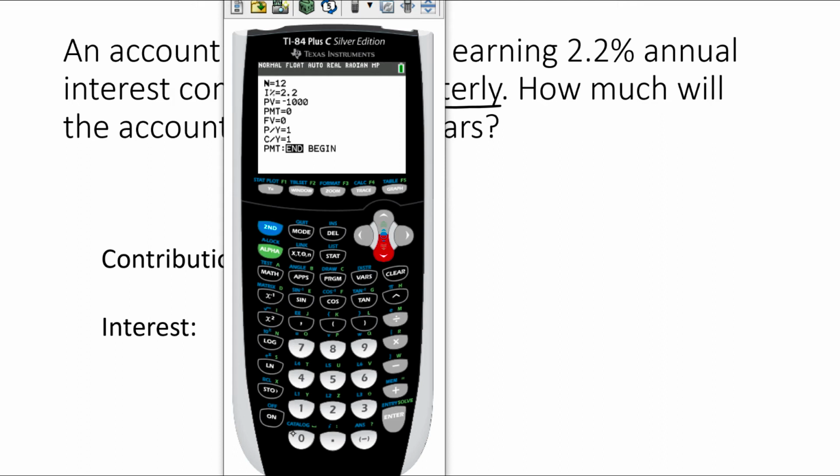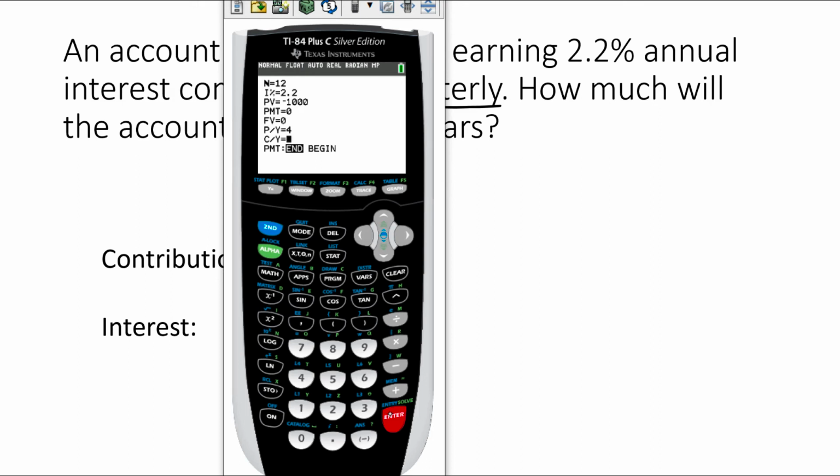Payments per year, compounds per year. That's P/Y and C/Y. That's going to be the number of times interest is compounded per year. In this case, interest is compounded quarterly. So if we just put 4 in for P/Y and press enter, it's going to copy it down to C/Y as well. In the real world, the number of payments per year and the number of compounds per year don't have to be the same, though in this class they always will be.